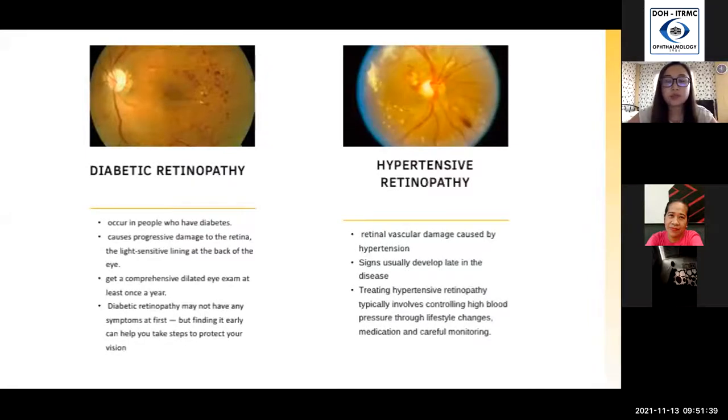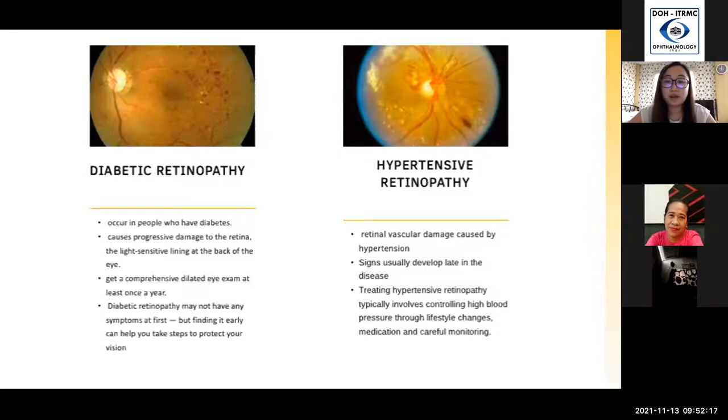So lastly, for our last two systemic diseases, we have here the diabetic retinopathy and the hypertensive retinopathy. Diabetic retinopathy usually occurs in people who have uncontrolled and long-standing diabetes. This causes progressive damage to the retina, which is the light-sensitive lining in the back of the eye. Usually you may not have any symptoms at first, but finding it early or consulting early can help you take steps to protect your vision. So what you can do is advise your patient to control their blood sugar, cholesterol, and blood pressure, as well as get a comprehensive dilated eye exam at least once a year.